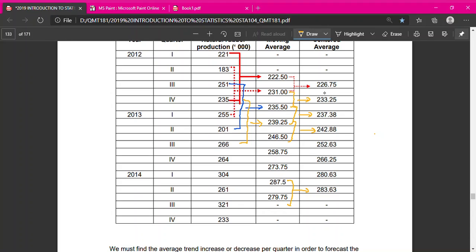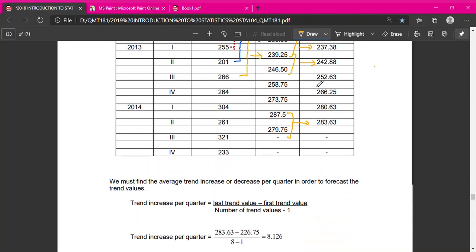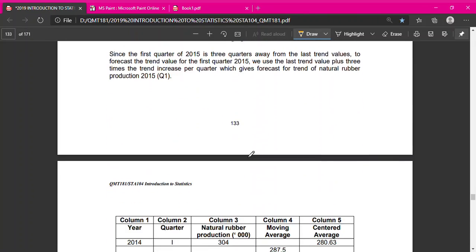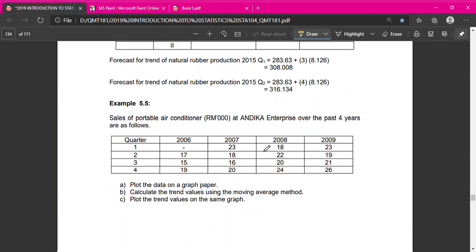Okay, ini adalah cara nak dapatkan moving average ataupun trend for the 4 quarter moving average. Okay, 4 period moving average. Ini adalah kita punya nilai trend kita. Okay, yang ni kita nak cari ni. Kita buat dulu latihan untuk trend dulu. Lepas tu, I ceritakan macam mana nak forecast the trend.